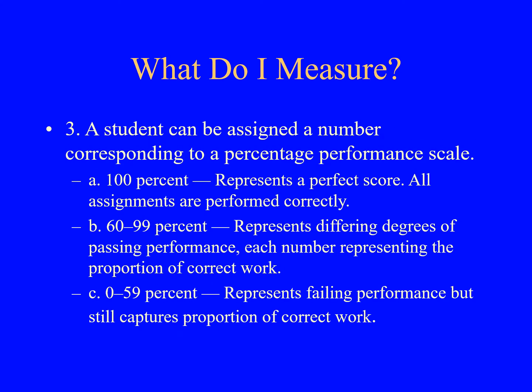Number three, a student can be assigned a number corresponding to a percentage performance scale. A, 100% represents a perfect score; all assignments are performed correctly. B, 60 to 99% represents differing degrees of passing performance, each number representing the proportion of correct work. C, 0 to 59% represents failing performance but still captures proportion of correct work.